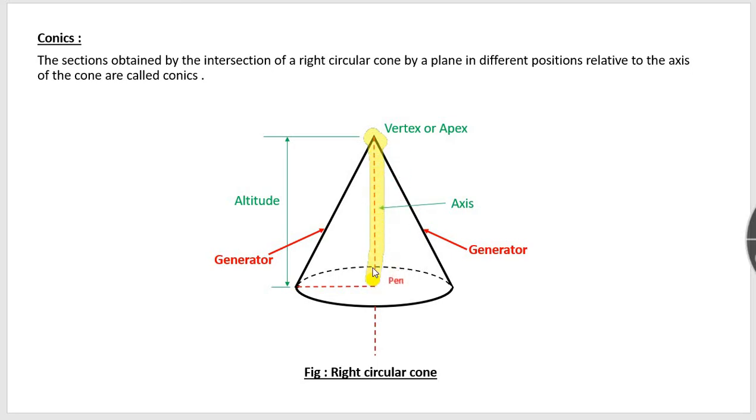This vertical line passing through the apex vertically is called the axis of the cone. And these lines are called the generators. Then we have one generator on this side, one generator on the other side. The vertical length is called the altitude, and let us, for the time being, understand this much. Let us understand these definitions properly.